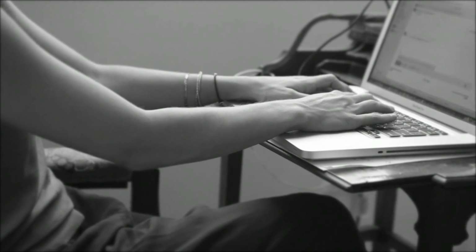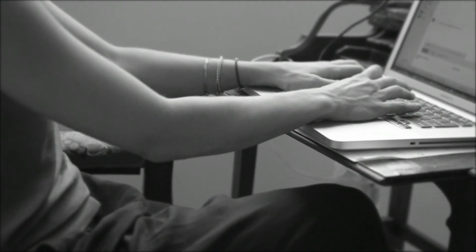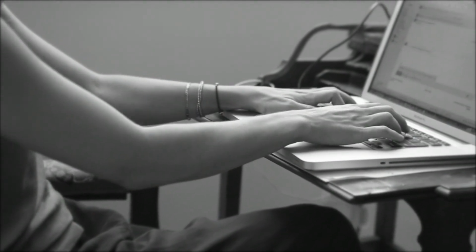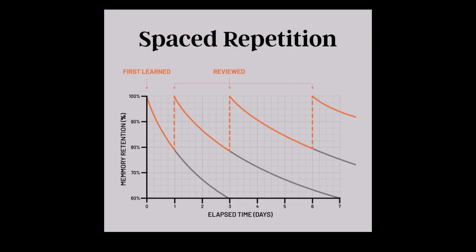Active learning is effective because it shifts the focus from passive absorption of information to active involvement, making the learning process more meaningful and memorable. Second, spaced repetition is a learning technique that involves reviewing information at increasing intervals over time to enhance memory retention. Instead of cramming information in a short period, spaced repetition spreads out study sessions, allowing the brain to reinforce the learned material and move it into long term memory.